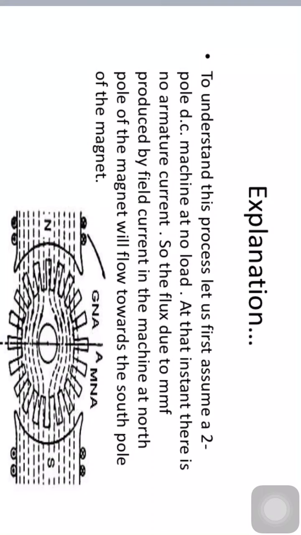Brushes are always placed along the magnetic neutral axis line. Hence, the magnetic neutral axis is also called the axis of commutation. So, observe here, we can observe GNA and MNA, geometrical neutral axis and magnetic neutral axis.